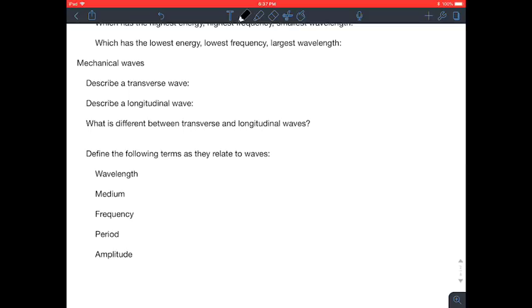Okay, mechanical waves are two different types of waves. These ones aren't too bad. The transverse wave is one that kind of goes up and down through peaks and valleys as it moves across, and the direction of the wave is to the right. The official definition is a wave that oscillates perpendicular to the direction of motion. So that means it's moving up and down as the wave moves to the right.